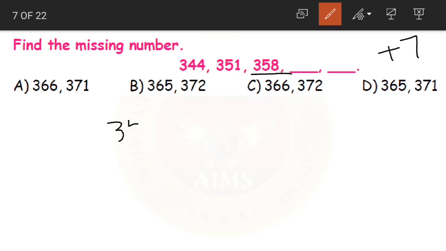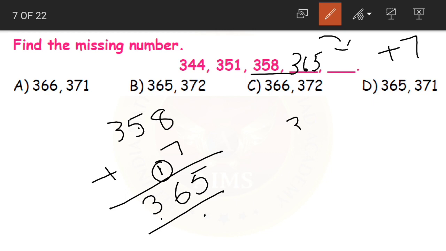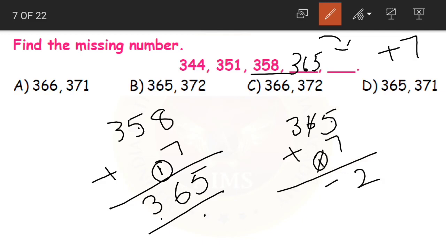Now we have 358 here. Let us add 7. 8 plus 7 becomes what? 8 plus 7 becomes 15. 1 carried. 5 plus 1, 6 and 3. 365. The next number is 365. Yes. Now what comes after 365? Again add 7. 5 plus 7 becomes 12. 1 carried. 6 plus 1, 7. 3. 372 is the next number.